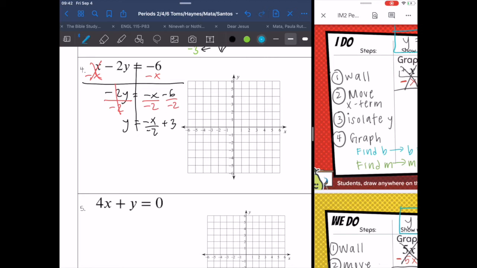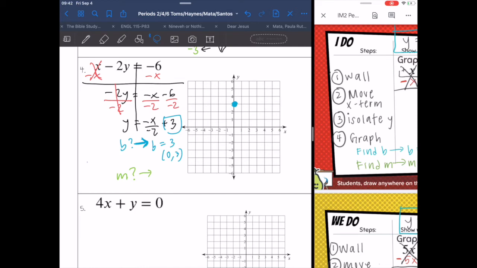And then I ask myself, what's my b? My b is the 3. It is b equals 3. I start at 0, 3, right there. And then I do my slope.